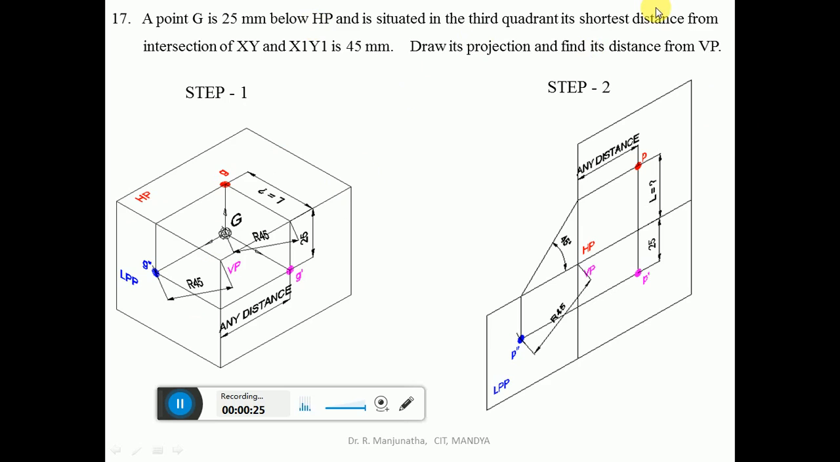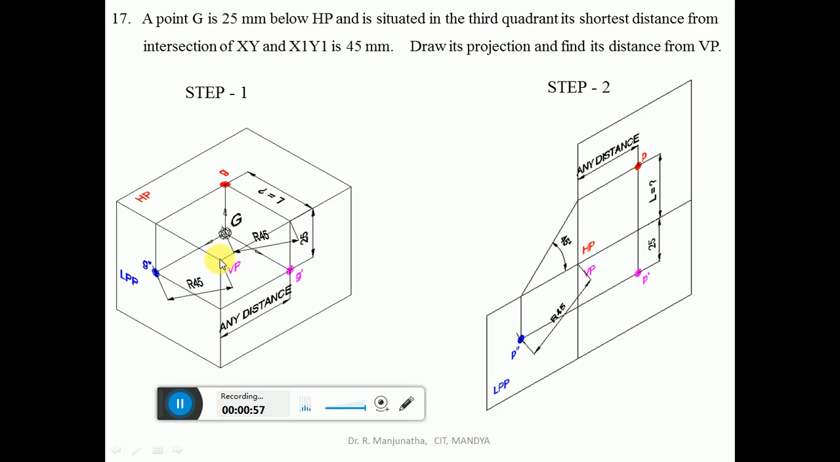Here, since he has not given any profile view, for simplicity we have taken the LPP, which is the left profile plane, and the point is situated in the third quadrant. Its shortest distance from the intersection of xy and x1y1 is 45 mm. So this is the xy line. Its shortest distance will be from here to here. But when you look from the left side view, the distance will be this one, 45 mm.